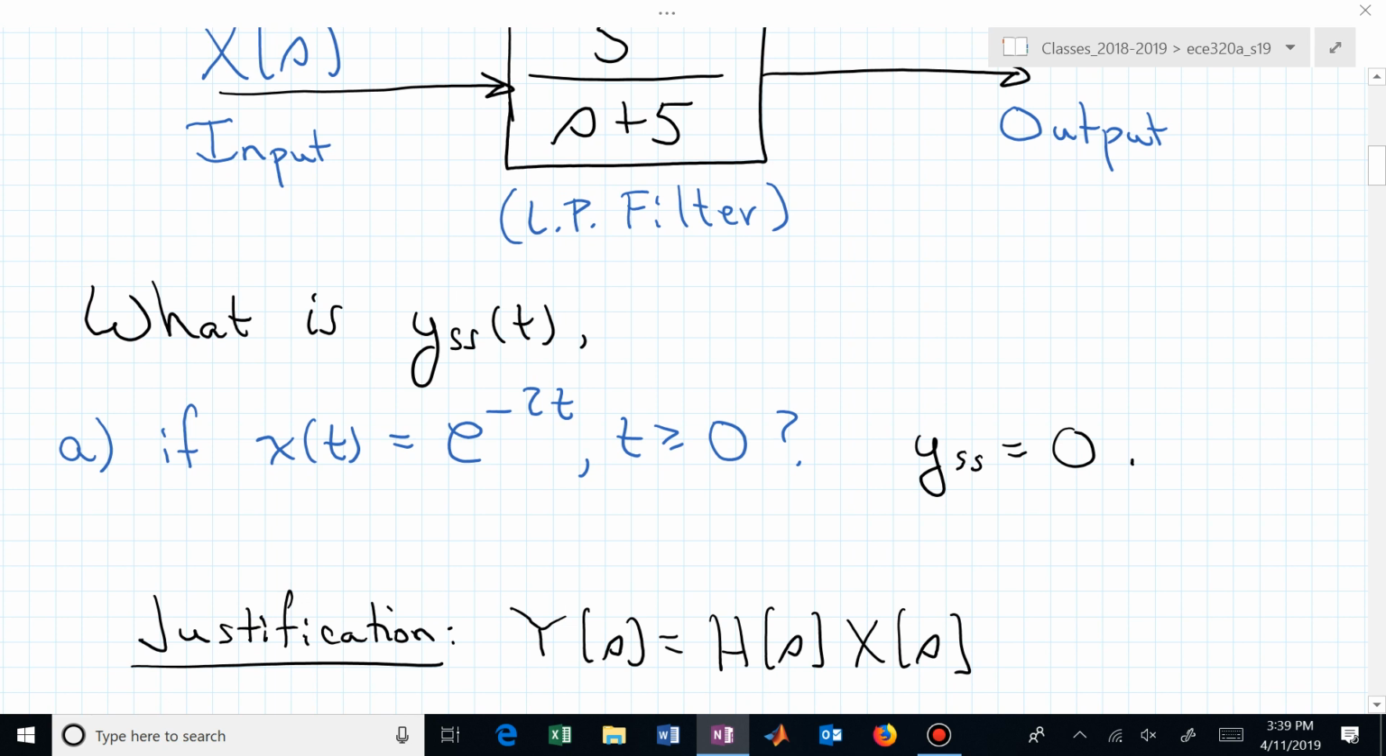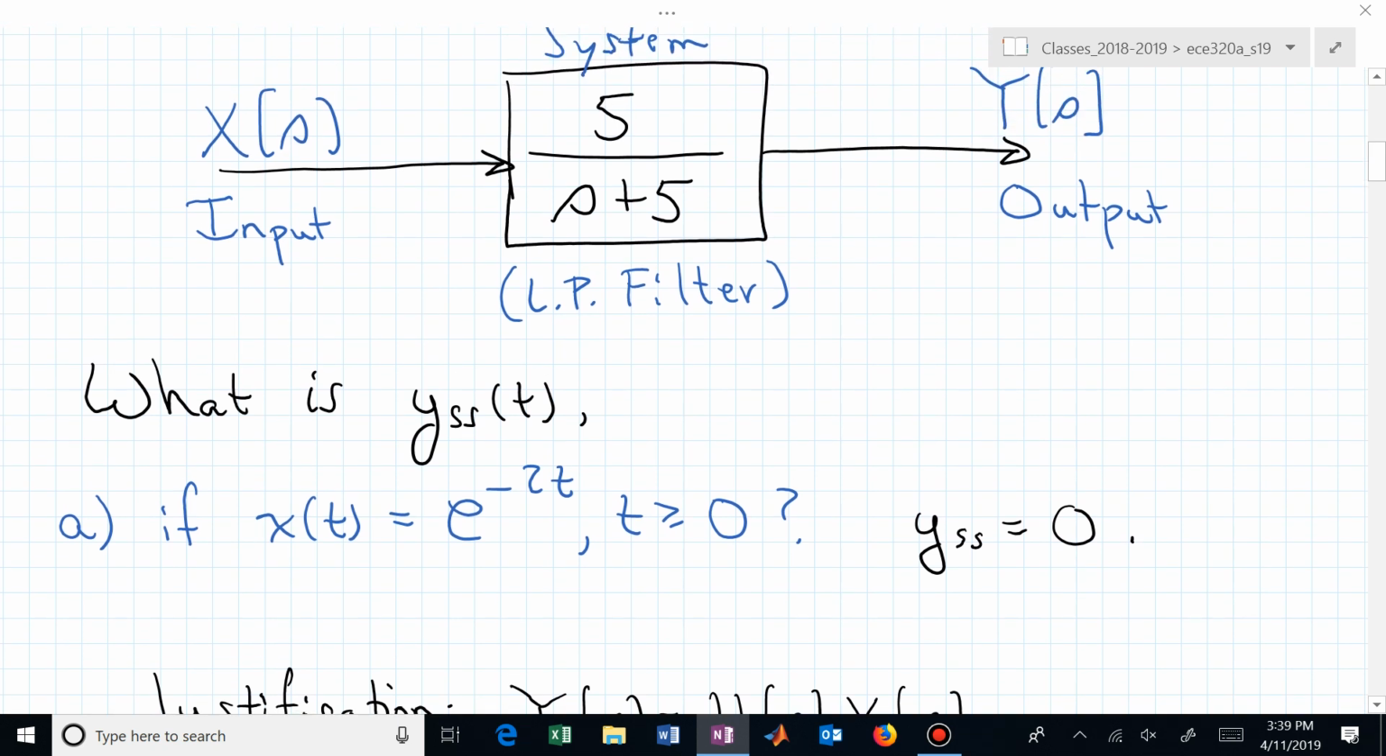And now you could try to justify that. Here, the justification could be, let me give you the total response. Let me find capital Y of s and then inverse Laplace transform, which isn't too difficult given this input and transfer function as a low-pass filter. What's capital H of s? It's right there on the board, isn't it? It's 5 over s plus 5. That's the transfer function. What's the capital X of s?